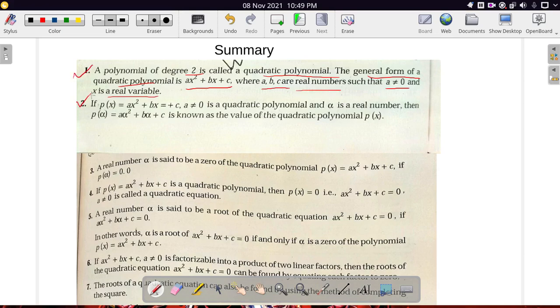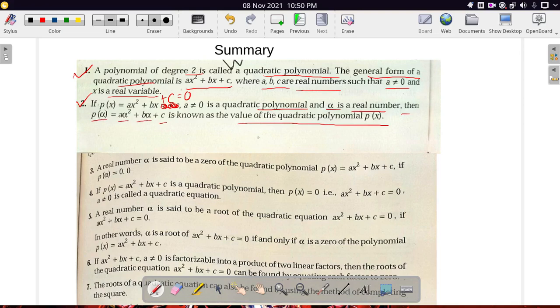1 is done. 2 says p of x is equal to ax square plus bx plus c. This is a little printing mistake. This will be plus c is equal to 0. Ax square plus bx plus c is equal to 0, where a is not equal to 0, is a quadratic polynomial and alpha is a real number. Then p of alpha is a alpha square plus b alpha plus c, known as the value of the quadratic polynomial px. It's very simple.